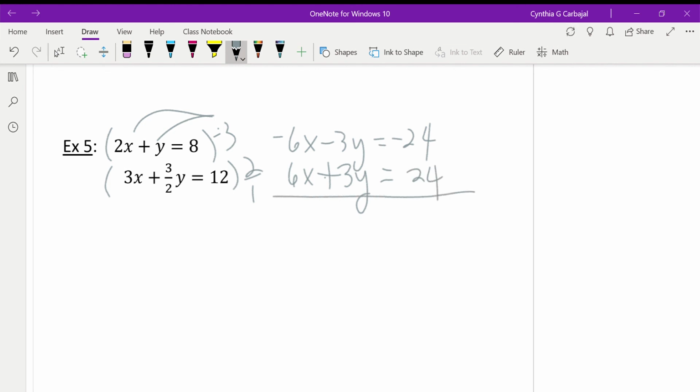Check this out. That's negative 6 plus 6. Cancel out. Negative 3 plus 3. Cancel out. Negative 24 plus 24. Cancel out. I shouldn't say cancel out. Really, it's zeroed out. We ended up with 0x. We're going to write 0. It just says 0 plus 0, which is 0.